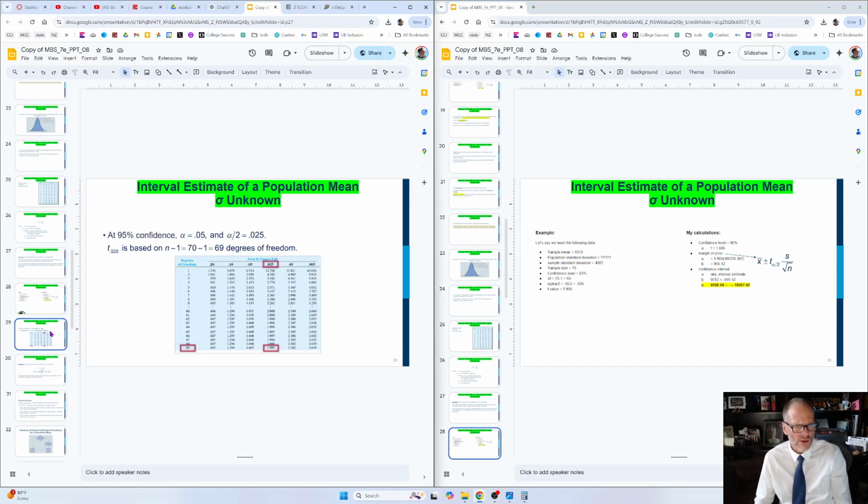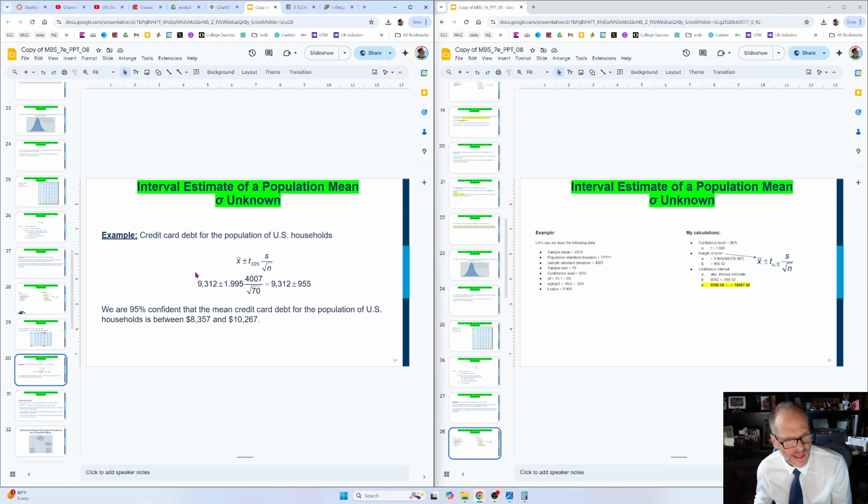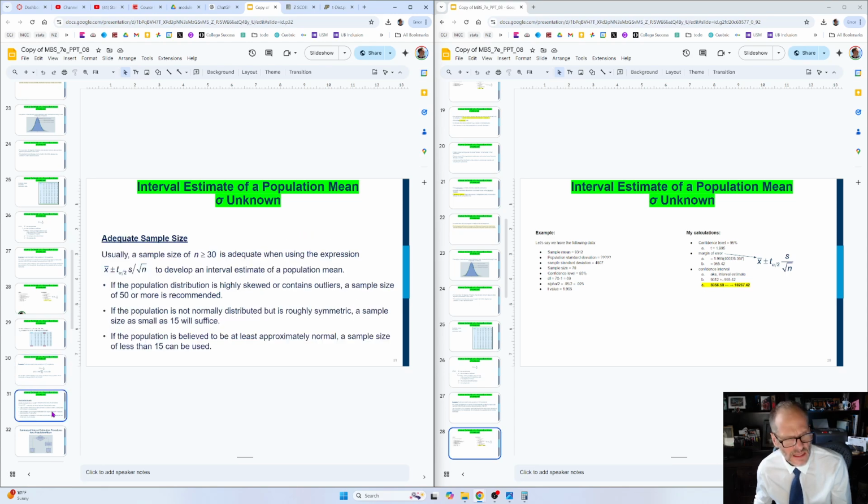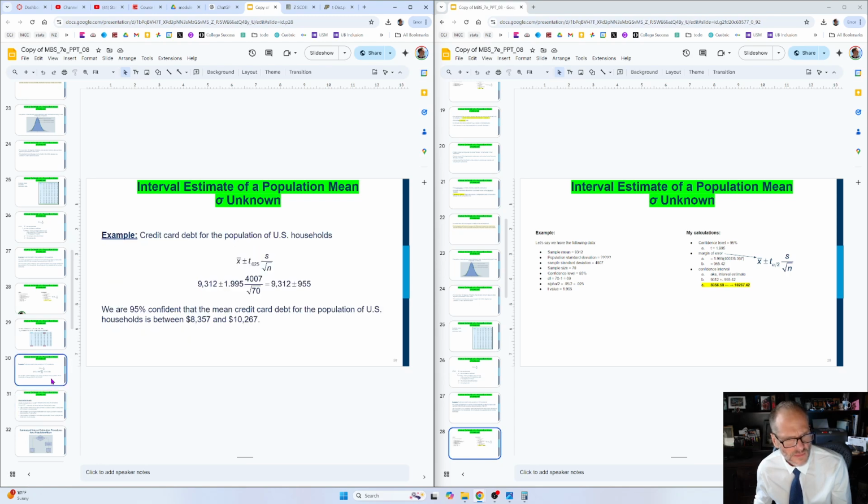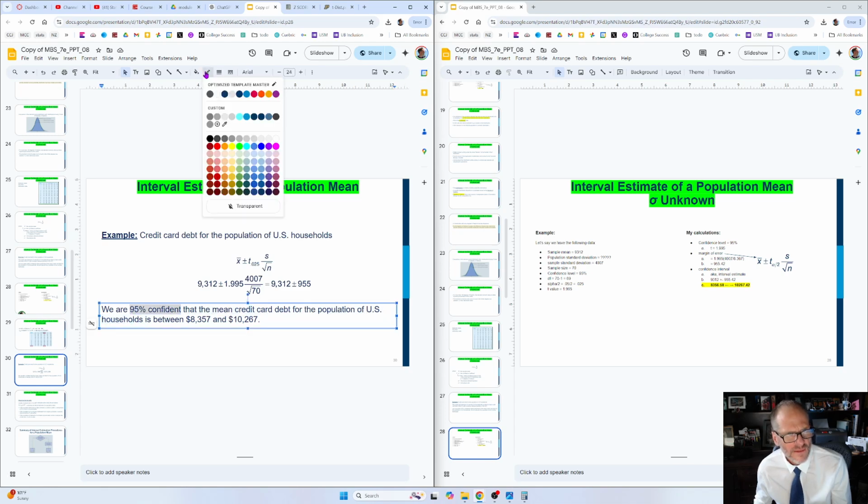All right, and so here they got a 1.995. So that was our guess, and that was actually right on. We didn't have 69, maybe in the book it does, but we got the degrees of freedom right, and we got this alpha and alpha divided by 2 right at 95% confidence. And then we have 9312 plus or minus 955, and that's pretty much what we got. We did a little bit more to the pennies. And so we are 95% confident that the mean credit card debt for the population, right?